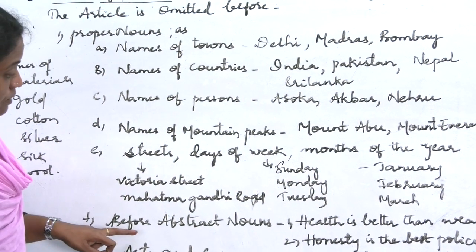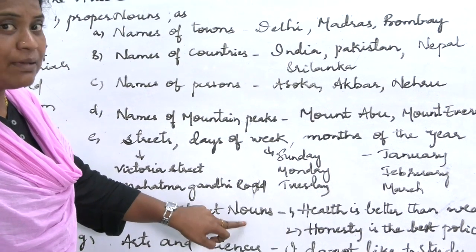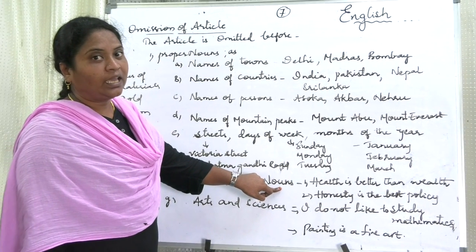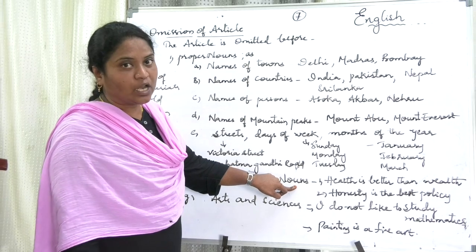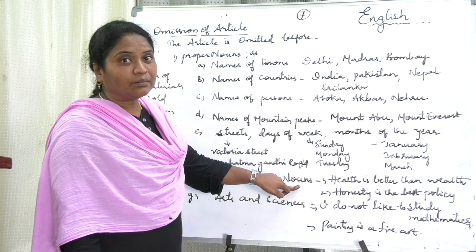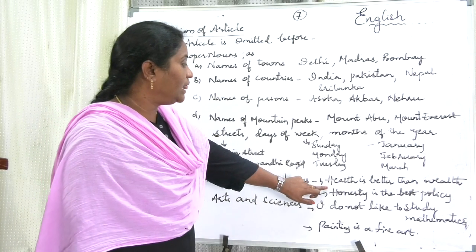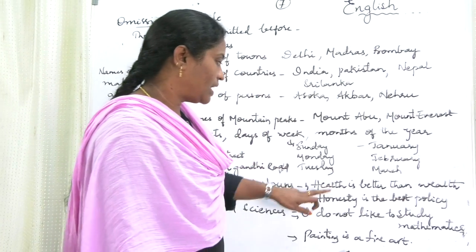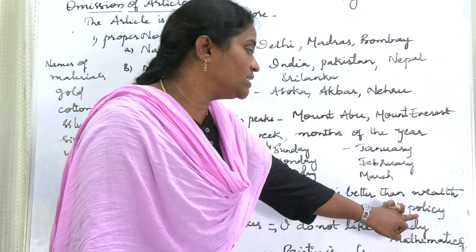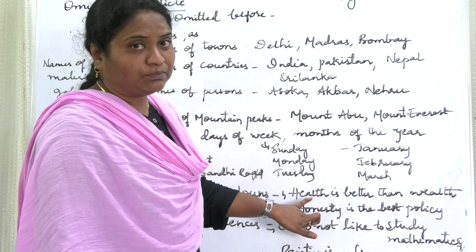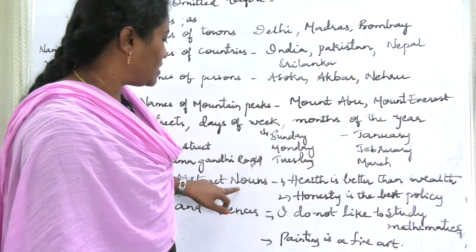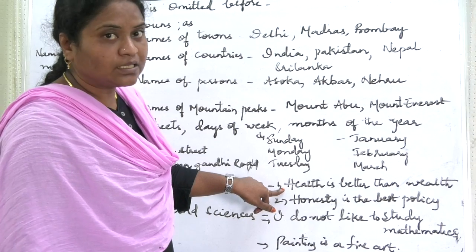In the same way, before abstract nouns. What are abstract nouns? Abstract nouns are the feelings, right? We can feel them. We cannot see or we cannot touch them like health, wealth, pain, joy. They all come under abstract nouns. See here. Health is better than wealth. Health and wealth. They are the abstract nouns. Honesty is the best policy. Honesty is an abstract noun. We can feel them. They are the feelings, right? So they come under abstract nouns. Here also article is omitted.